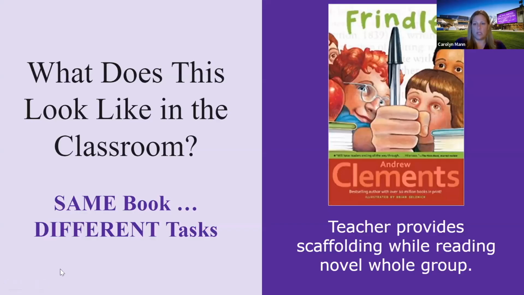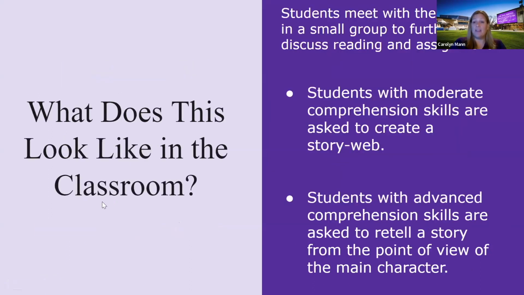For example, what does it look like? Here, everybody in my fourth grade class might be reading the same book. However, they're all going to be responsible for different tasks. And the teacher is going to provide scaffolding while reading the novel whole group. So the reading part might be done orally by the teacher. The students might be listening to it on a recording. However, during small group, maybe some of the students are going to reread. Maybe they're going to do more in-depth discussion or something like this. Students meet with the teacher in a small group to further discuss the reading.